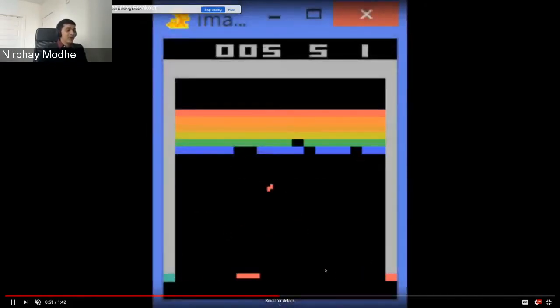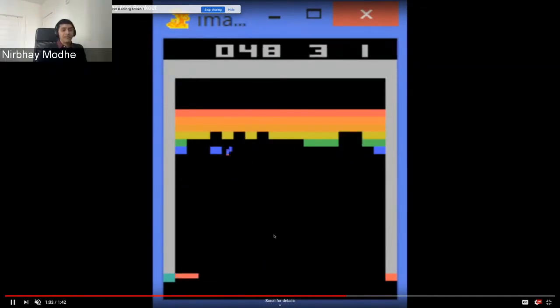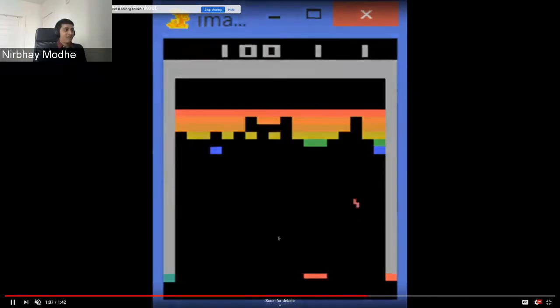Now what it has learned to do is control the paddle such that it keeps the ball in play, and the ball keeps hitting the bricks to break them and increase the score of the game. So now it has learned that when the ball does not hit the paddle, it's a bad thing. You get lower reward, and if you keep the ball in play, you get higher reward. So these are the things it has learned so far.